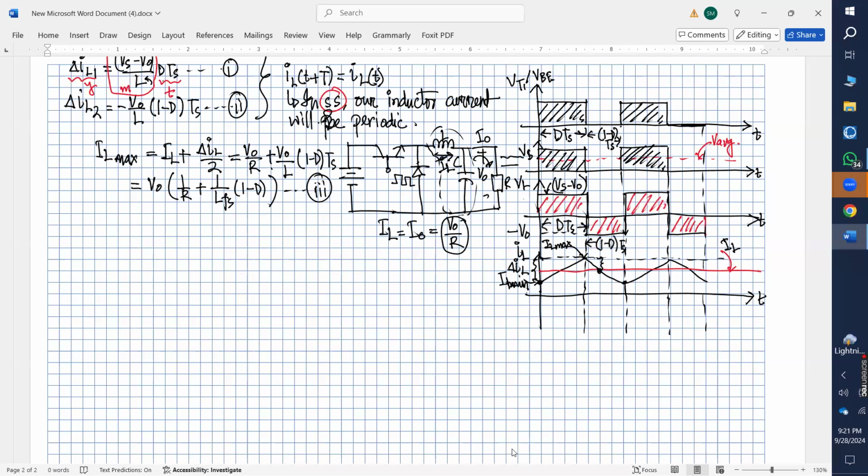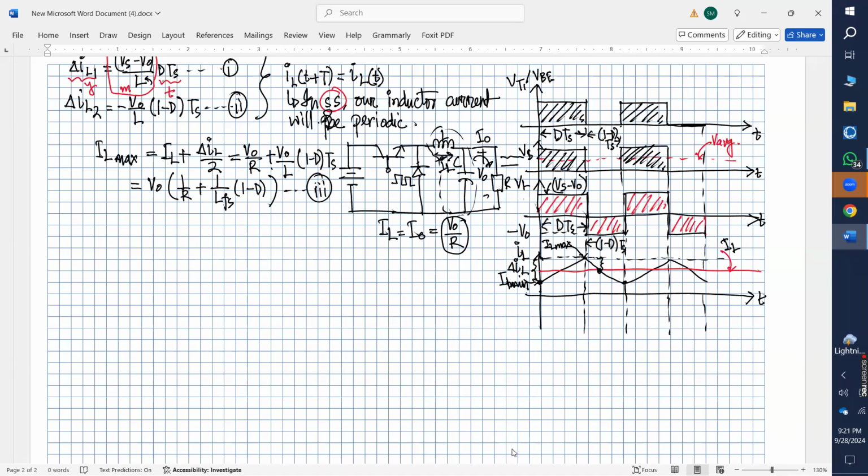Yes, sir. Sir, why are we not considering current through capacitor? We will be considering that. Just give me 1 more minute, okay? Let me derive the equation for IL max and IL min, then I will show you how the capacitor currents are varying, okay? All right, sir.